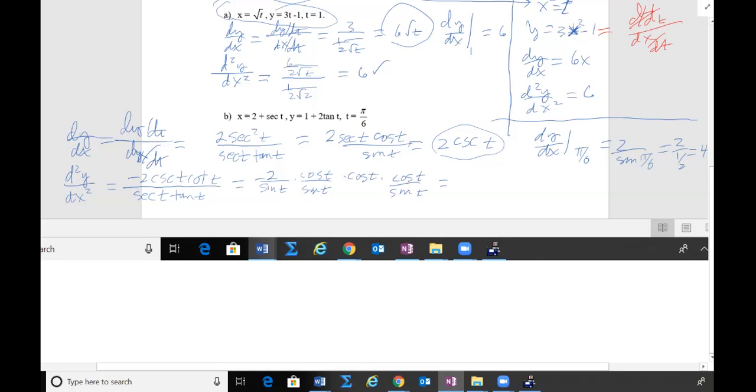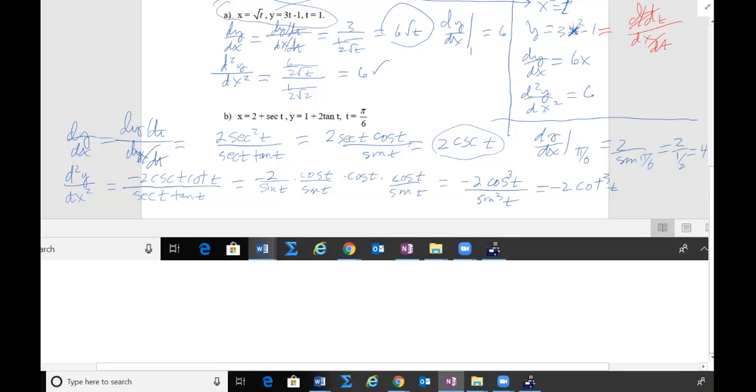So all that gives minus 2 cosine cubed over sine cubed. And this is minus 2 cotangent cubed. Okay, evaluated at pi over 6.